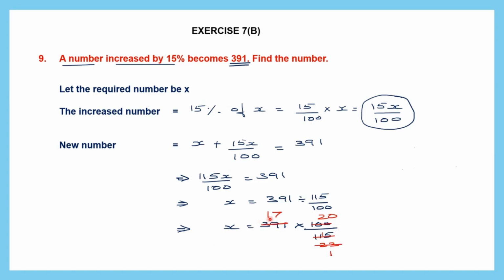Now we have to multiply the two numerators. 17 into 20. 17 into 2. Okay, so let's do that here. x is equal to 17 into 2 is 34, into 20 is 340. So we have found the number, and the number is 340. So this is our final answer.